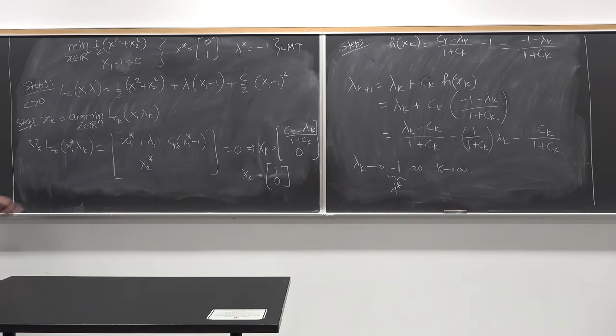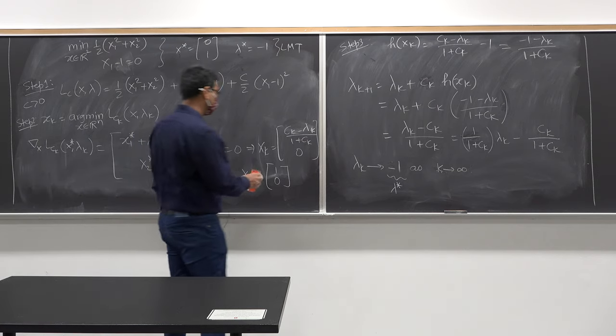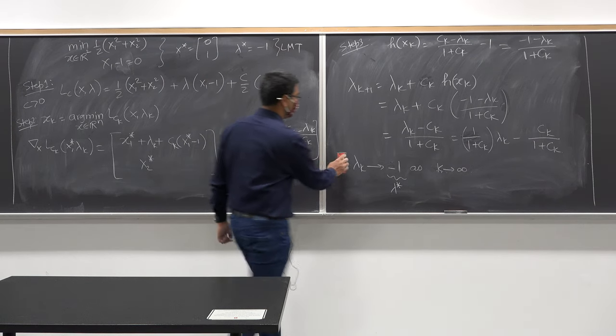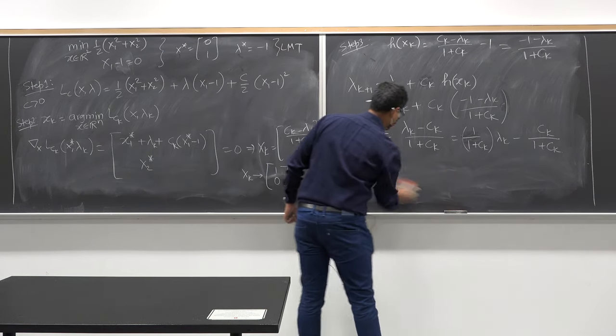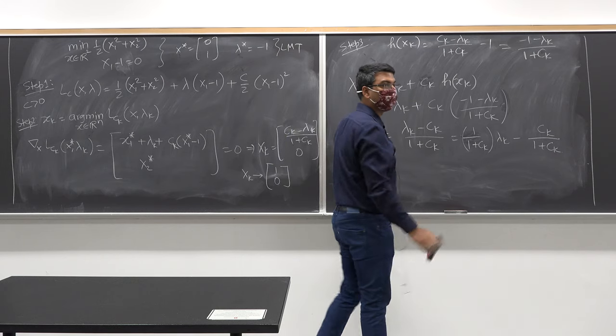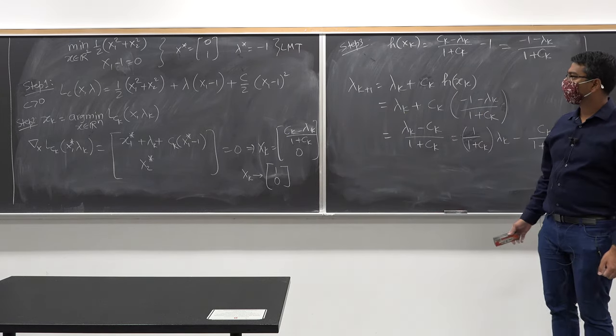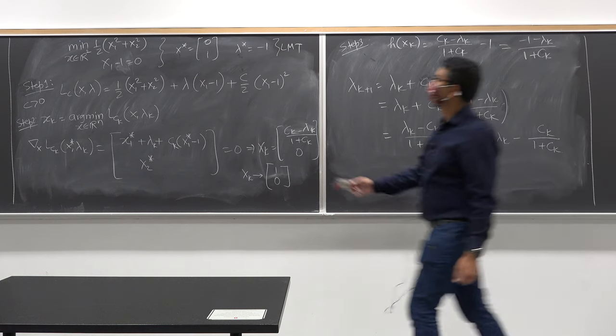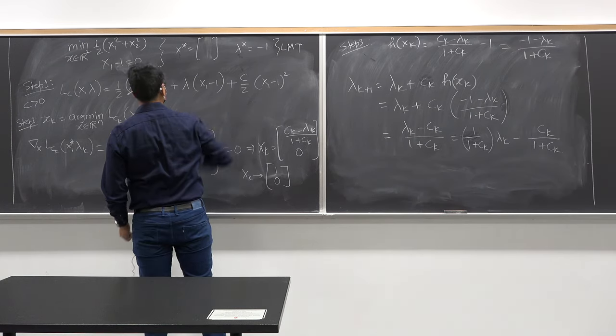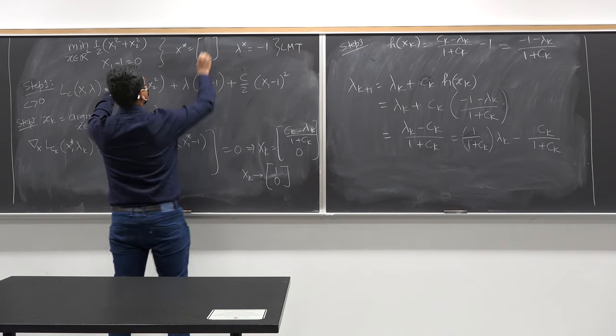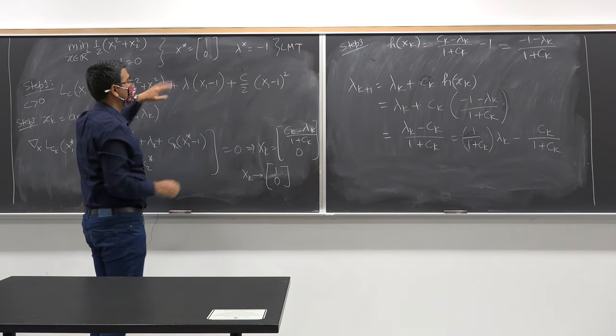The first part of the story is I'm going to let ck go to infinity. Now the second part of the story is I'm not going to let ck go to infinity. I'll just pick ck, which is a sufficiently large number. If you get 1, 0 instead of 0, 1, because x star was 0, 1, now we get 1, 0. Oh, this should be 1, 0 actually, because x1 is supposed to be 1, and x2 can be 0. Sorry about that.